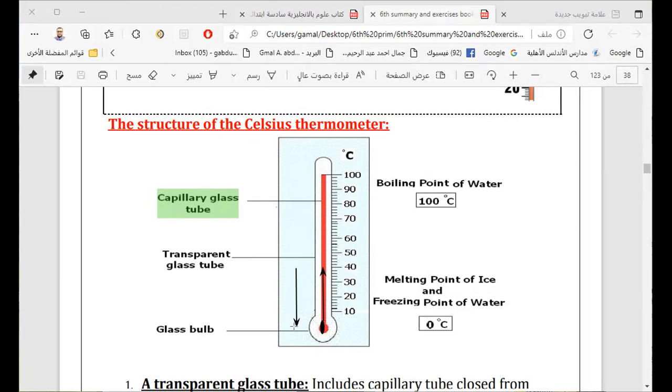Who can tell me? If you want to answer, raise your hand. Follow the rules. What is the meaning of increasing the level of the mercury and decreasing the level of mercury? What is the meaning of this?